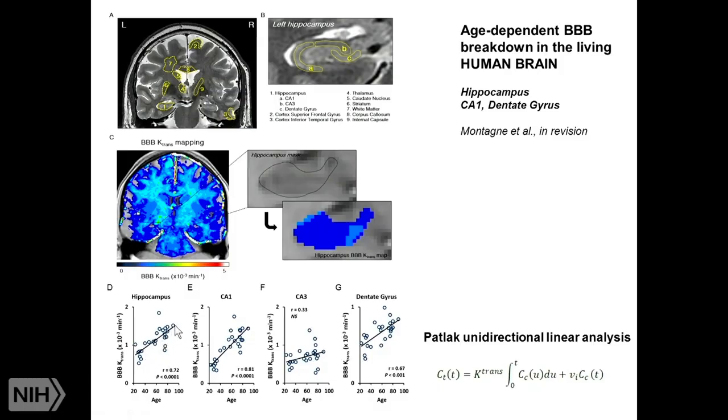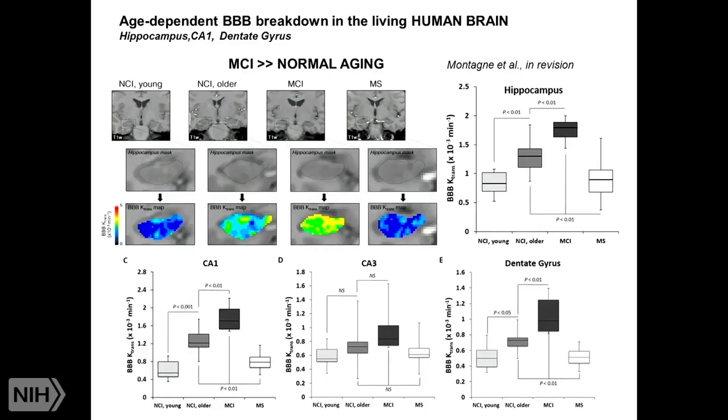So now we have about 36 of these participants, and particularly the CA1 region and dentate gyrus are affected. As you can see, there is an increase in K-trans, in permeability, while other regions are not. So white matter is fine, and all other regions are not. So then we compared this with MCI patients, who have mild cognitive impairment, and also MS patients, who do not have cognitive impairment, but are just young patients.